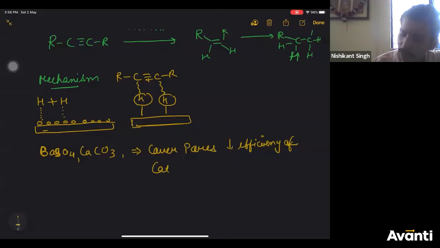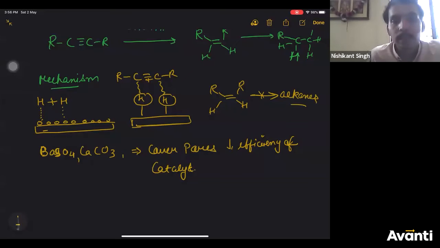They will cover the surface of the catalyst and reduce the efficiency of the catalyst. So if the pores are filled, the alkene you get here will not be further hydrogenated to alkanes.